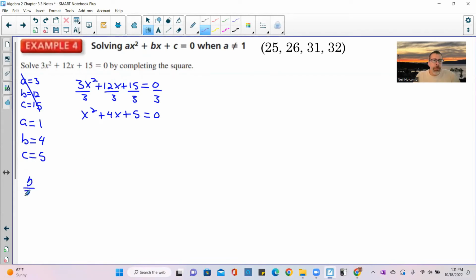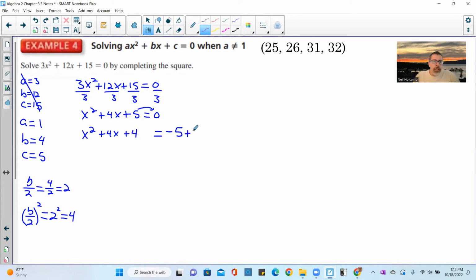So b divided by 2 is 4 divided by 2, which is 2. Okay, and b divided by 2, which is 2, squared would equal 2 squared, or 4. So I'm just writing this all down for you to get you in the habit. So half of 4 is 2, squared is 4, but I need to move this 5 over here first, remember from the last example. So it's going to be rewritten as x squared plus 4x, skip a space, equals negative 5. And half of 4 is 2, squared is 4.